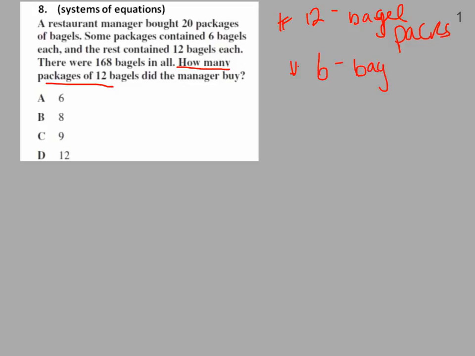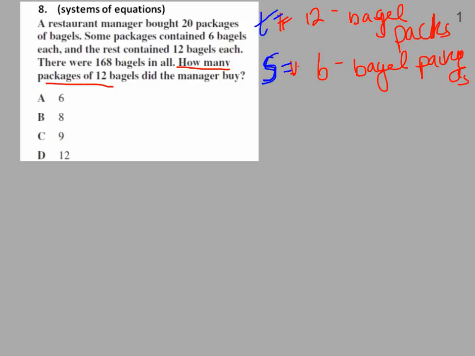Alright, so the question is asking how many packages of 12 did they buy? So that means we've got two things we don't know: the number of 12 bagel packages and the number of 6 bagel packages. So we have to assign each of those a variable. Sorry for my handwriting here, it's hard to write with this iPad. So maybe we'll put a T for the 12 and an S for the 6 bagel packages.